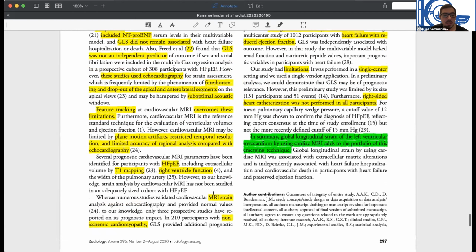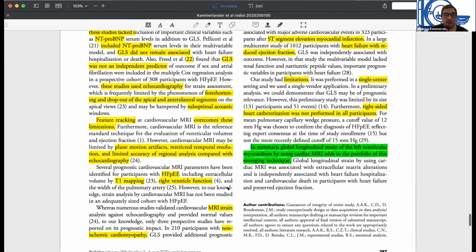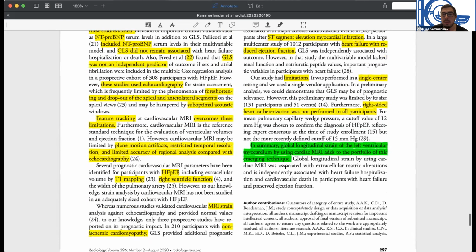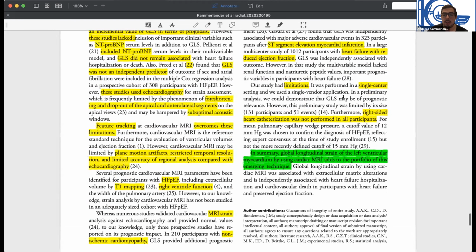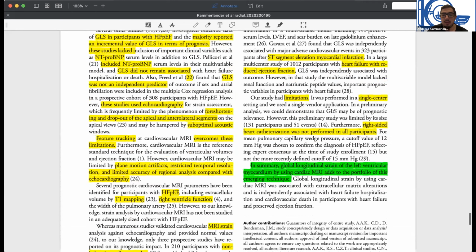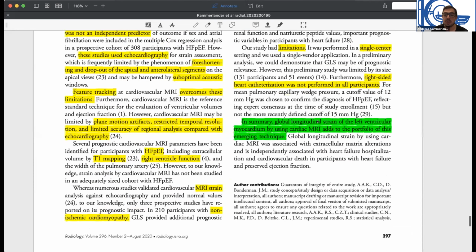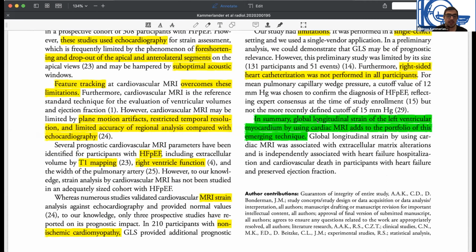So CMR here really adds the novel technique of strain analysis, and it seems there's a lot of information inside. The previous studies on feature tracking CMR, at the time when it was published, were mainly focused on non-ischemic cardiomyopathy and myocardial infarction cohorts and heart failure with reduced ejection fraction. So this was really one of the first studies investigating feature tracking on CMR in HFpEF. And so what we conclude is that global longitudinal strain of the LV on CMR adds to the portfolio of this emerging technique. And I think that's the most important message we can get out of this study.